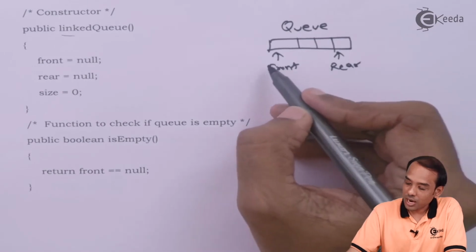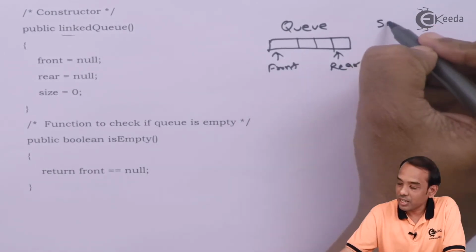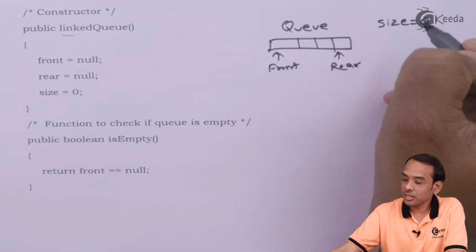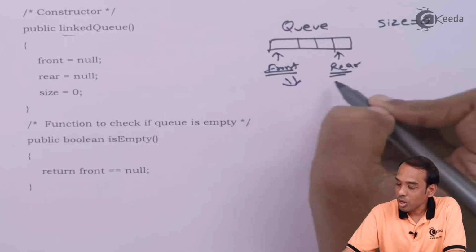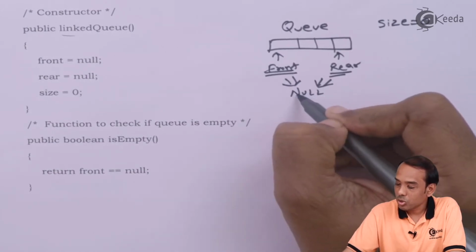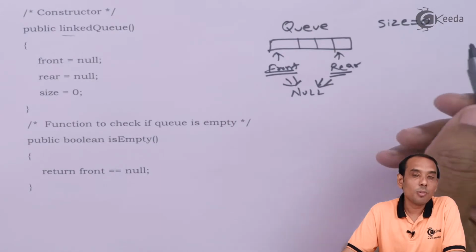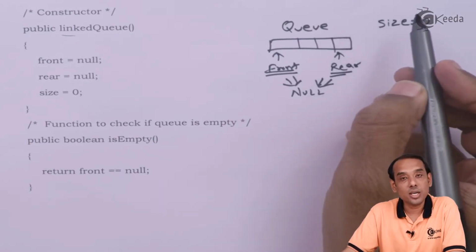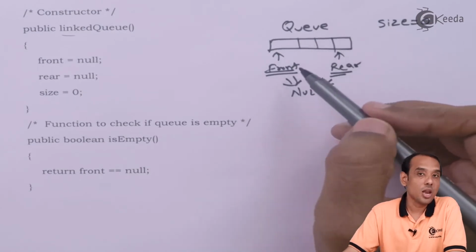Now for the starting point, when there is no element, size will be 0. In that case, front and rear both will be pointing to a null value. So my queue, while starting, will be having size equal to 0 and its front and rear both will be pointing to the null value.